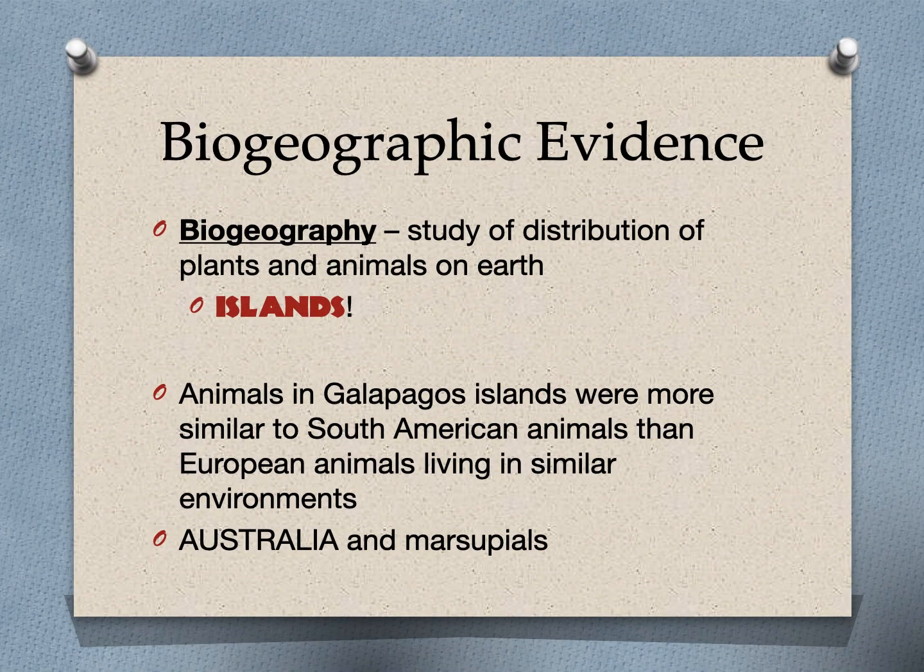Another great piece of evidence is biogeographic, and the best example of those are islands. And this is what Darwin used when he was looking at the Galapagos Islands. And he said, hey, these organisms on the Galapagos are very similar to the things living in South America. Australia and its marsupials are also another great example.